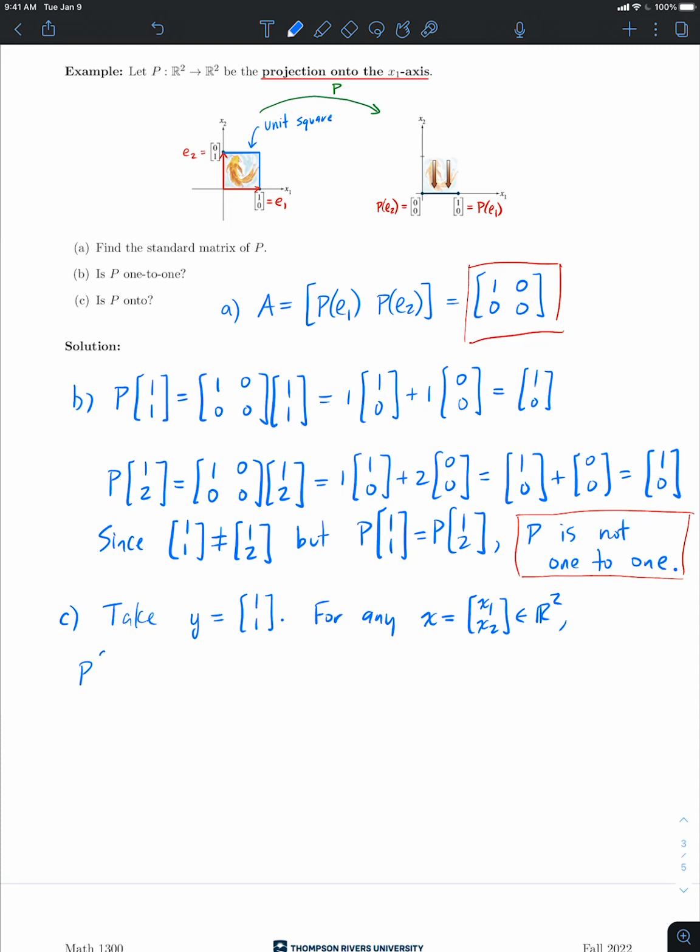We can say that P of (x1, x2), what's it going to look like? Well, it'll be the standard matrix. This is why it's good to find the standard matrix of a transformation, because it allows you to evaluate the transformation at any given input point. So let's work this out. Oh, wrong one. I want to put x here, not y. So if I plug in the vector x, I'm going to get what? We'll have x1 times (1, 0) plus x2 times (0, 0).